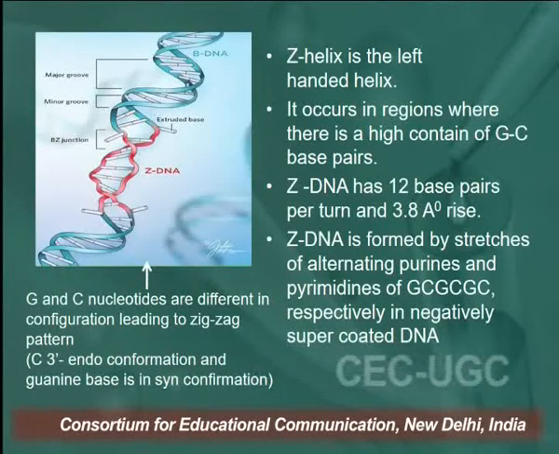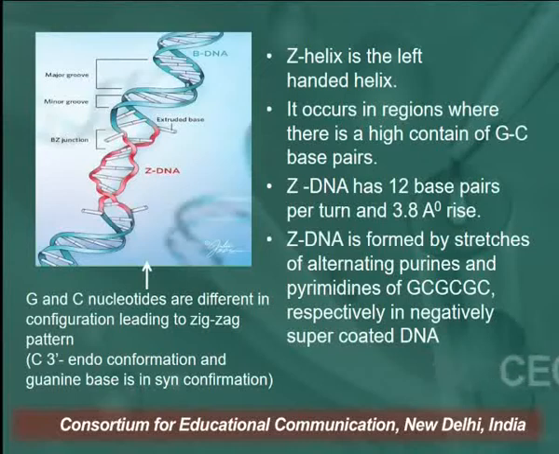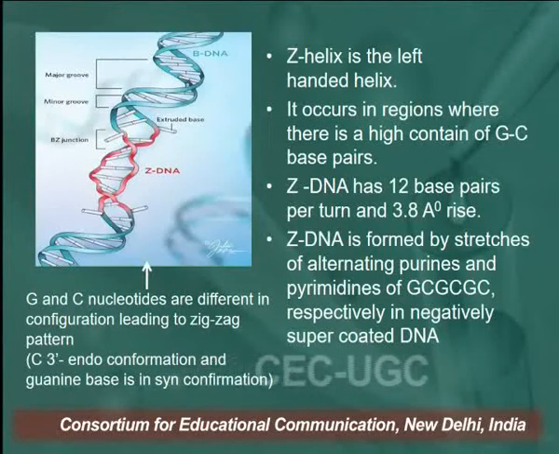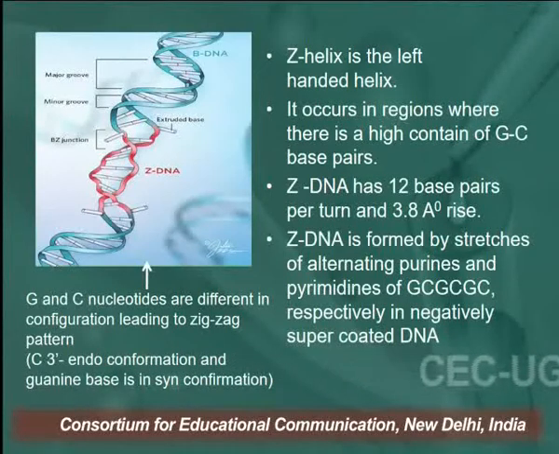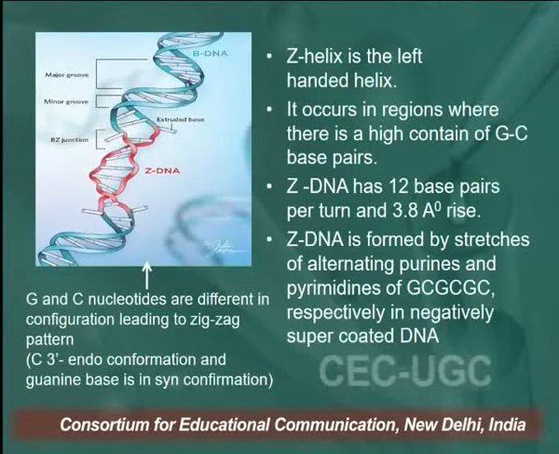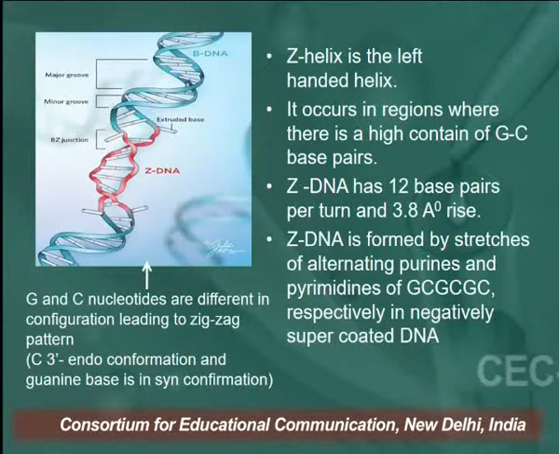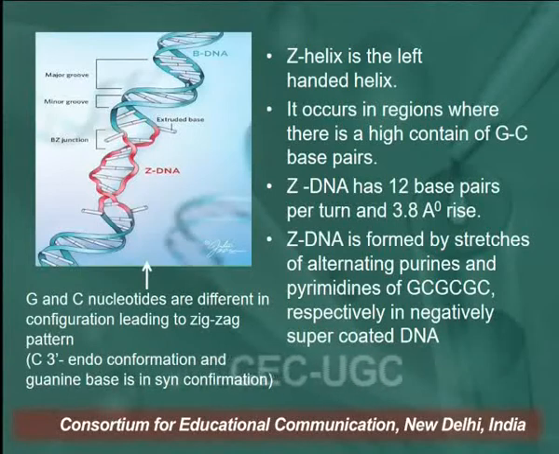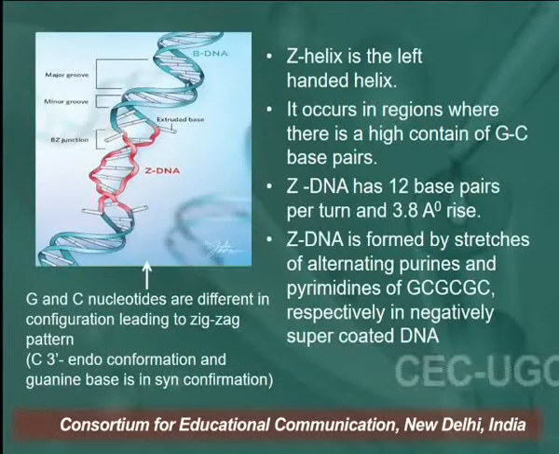It occurs in regions where there is a high content of guanine and cytosine base pairs. Z DNA has 12 base pairs per turn and a 3 angstrom rise. Z DNA is formed by stretches of alternating purines and pyrimidines, like guanine, cytosine, guanine, cytosine, guanine, cytosine. So these are the alternating bases, purine then pyrimidine, respectively, in negatively supercoiled DNA.